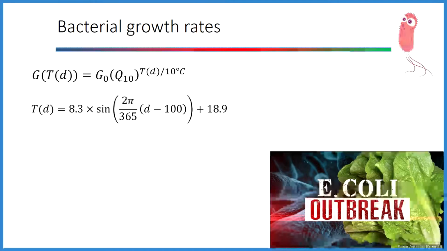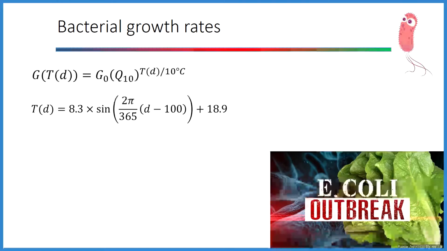Alright, now that we've learned to use the chain rule, let's get back to that bad lettuce. We know that we have our growth rate g of t of d, which is a function of temperature, which in turn is a function of time. So the chain rule would tell us that to calculate the derivative of the growth rate with respect to days, we need to calculate the derivative of g with respect to t for temperature, and we need to calculate the derivative of temperature with respect to d. So let's first calculate the derivative of t with respect to temperature.